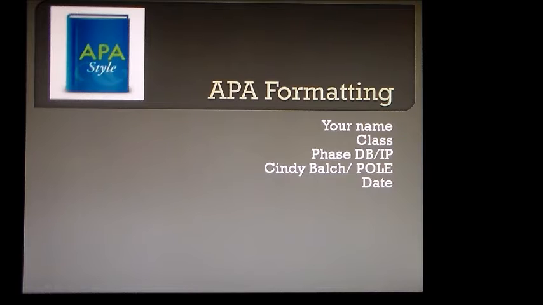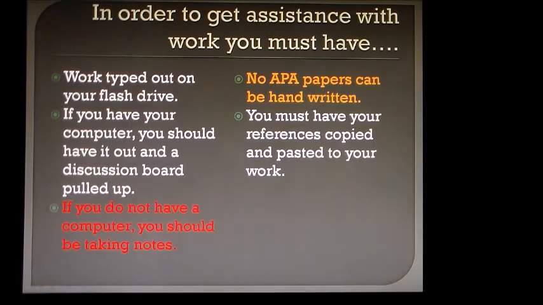If you have a phase, put the phase 1, 2, 3, 4, or 5, whether it's a discussion board or an individual project, and then I'll discuss the difference between those. If you do not have a phase in that space, you can put packet work. I don't care if you put my name or Poll Homeschool on it, that's fine. And then the date. This is the only papers that you'll date like this.